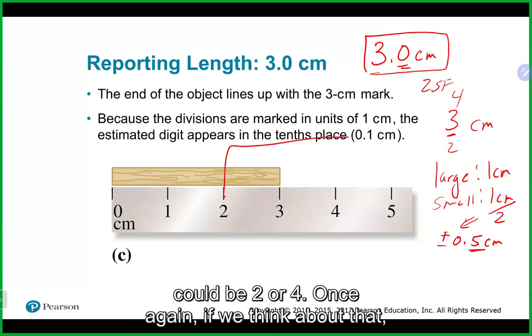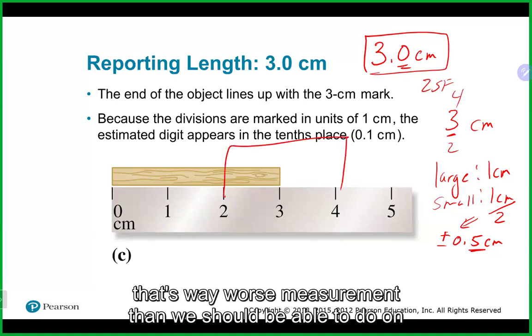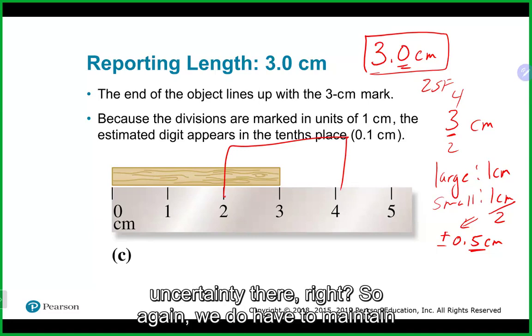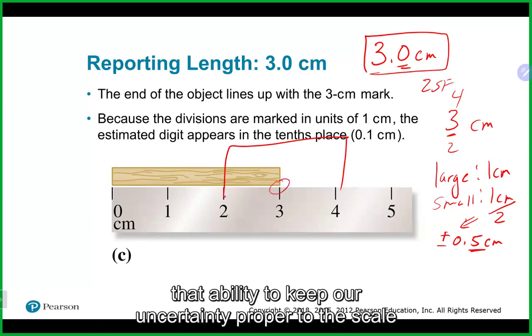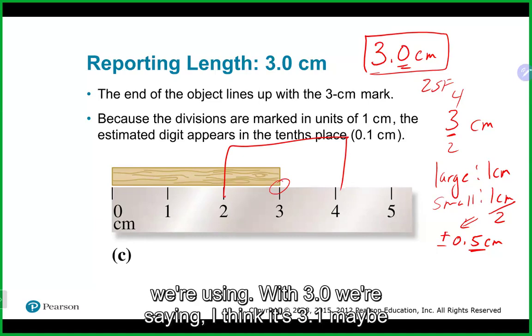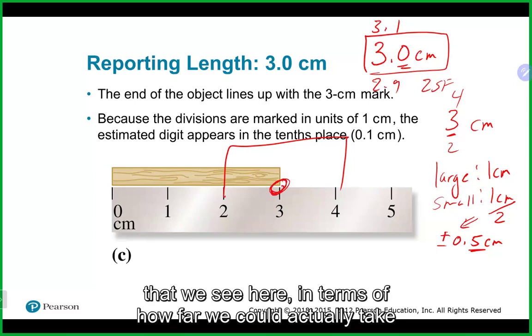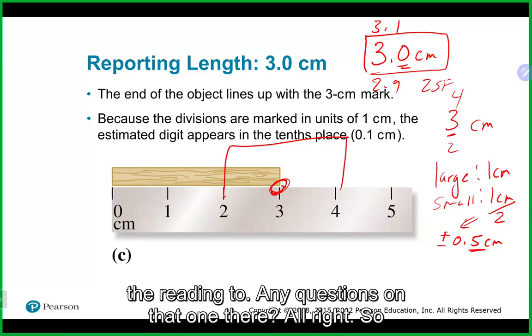Once again, if we think about that, that's a way worse measurement than we should be able to do on this thing. That's a pretty big area of measurement uncertainty there, right? So again, we do have to keep our uncertainty proper to the scale we're using. With 3.0, we're saying I think it's 3.1 maybe as high, or 2.9. That again is reasonable based on the scaling that we see here, in terms of how far we could actually take the reading. Any questions on that one there?